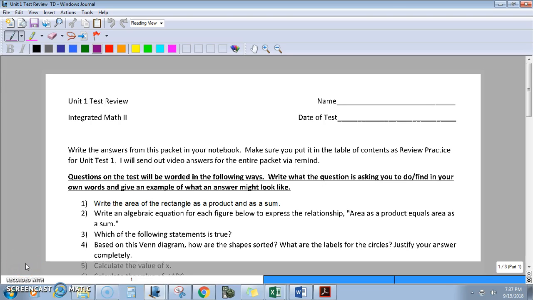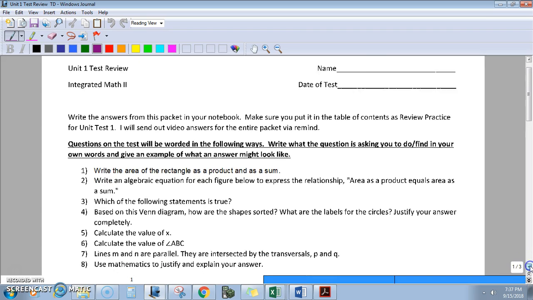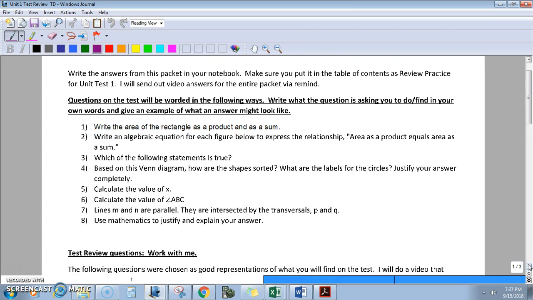Right, let's start this test review. Remember, these are the ones that I am going to go over with you, and then you need to try that page just on your own, and that must be turned in complete the day of the test in order for you to be able to make up the test if you want to.